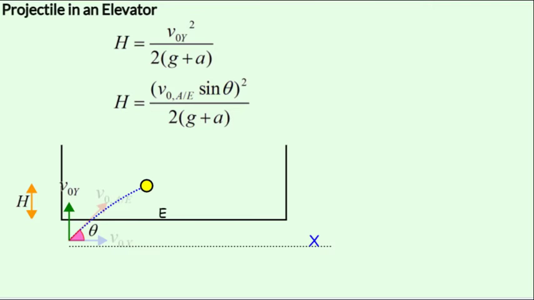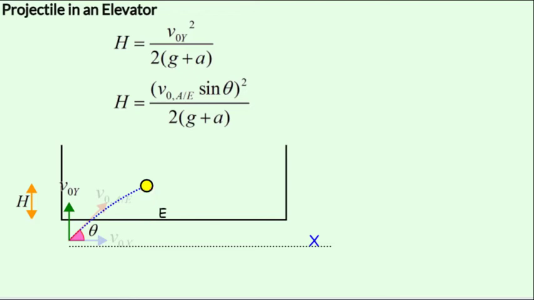The difference between a projectile and a ball launched vertically upwards is that for a ball launched vertically upwards, the numerator was v0 a with respect to e squared, whereas here v0 a with respect to e is replaced by v0 a with respect to e sine of the angle, the vertical component of the initial velocity. And remember, this may not be the highest position of the projectile in its flight, but this is the maximum displacement between the ball and the floor of the elevator.